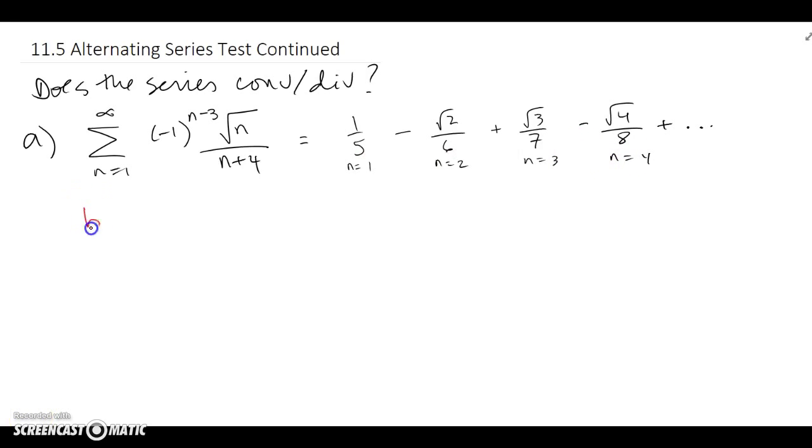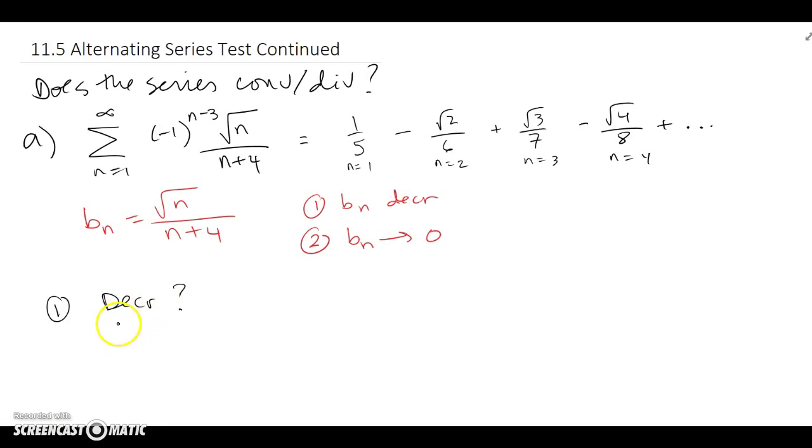So I pull out my Bn, which is the positive terms only, and I have to check two things: that Bn is decreasing and also that Bn eventually goes to 0. And if I can show these two things, then I can conclude that this series is converging. So is it decreasing? I can do a quick check of the next term with the current term. So I have n plus 1 over n plus 1 plus 4, which I guess is n plus 5, and then Bn exactly as it is.